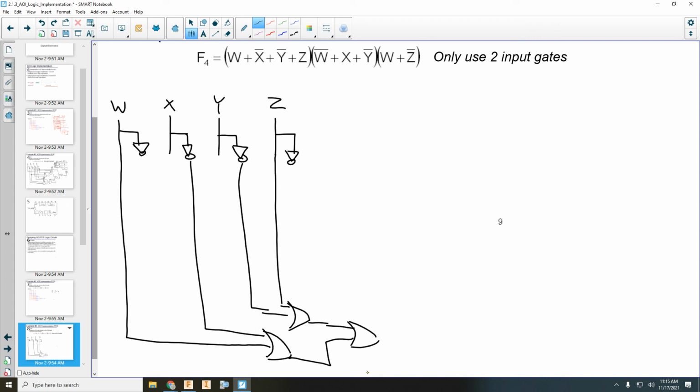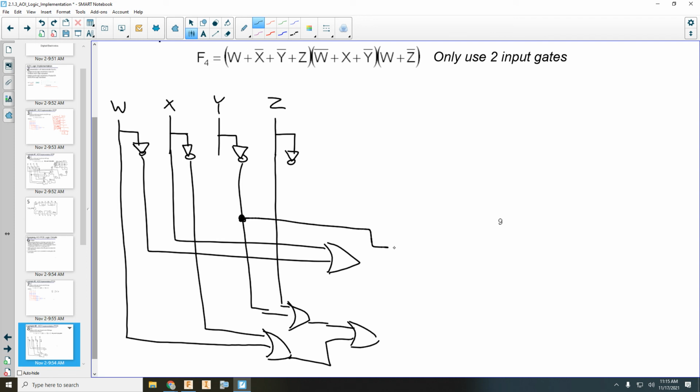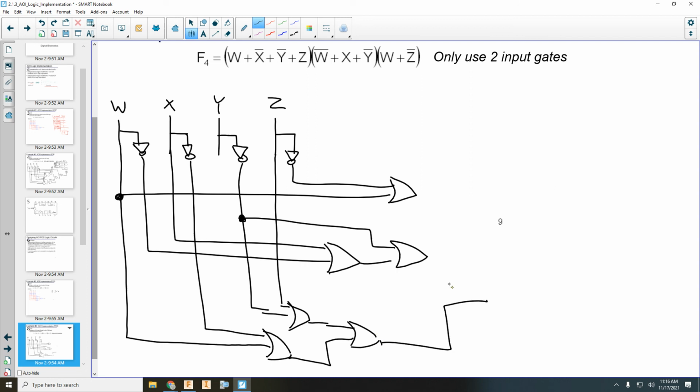I need W naught or X, and then I'm going to OR that with Y naught. So there I'm going to need a node. And then I need W. So I'm going to need a node for my W or Z naught. Okay? And then, of course, we need to AND them together.